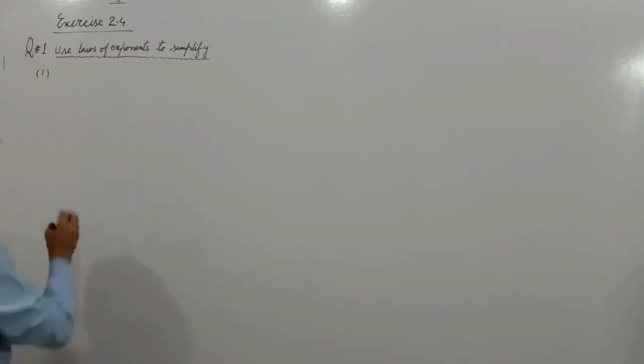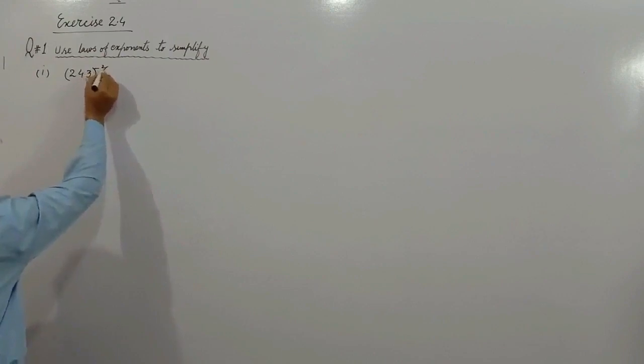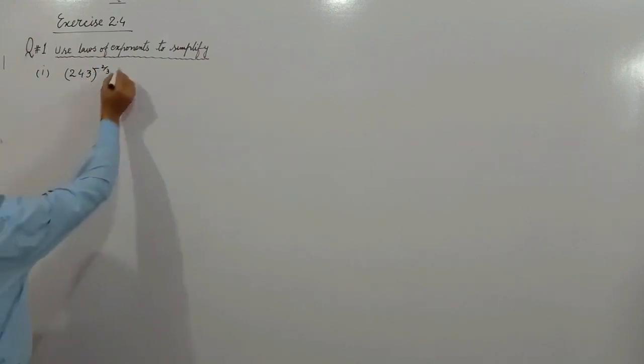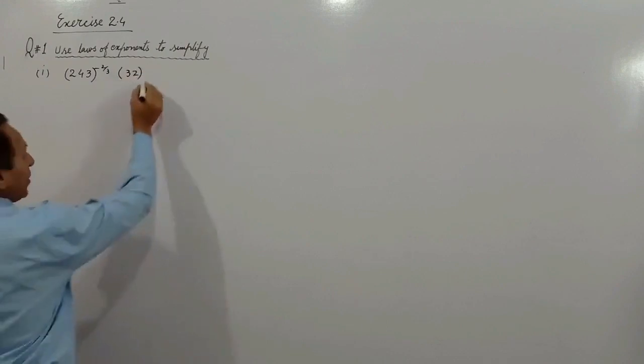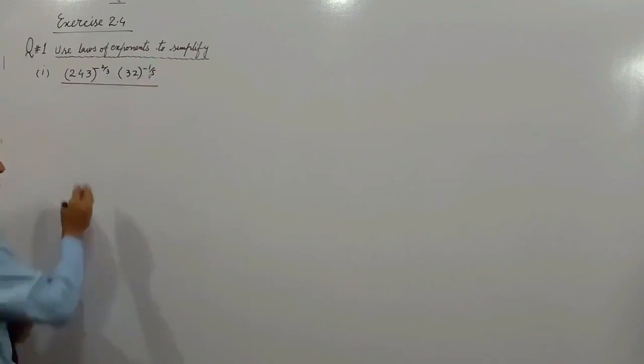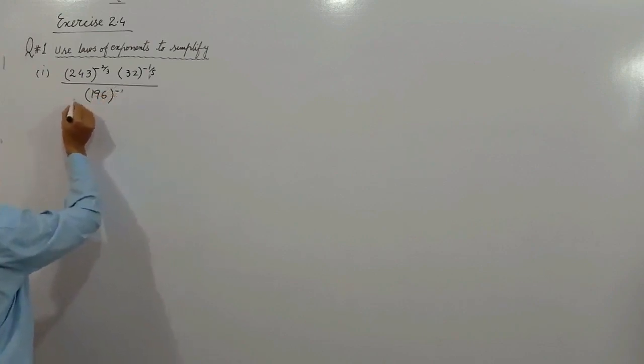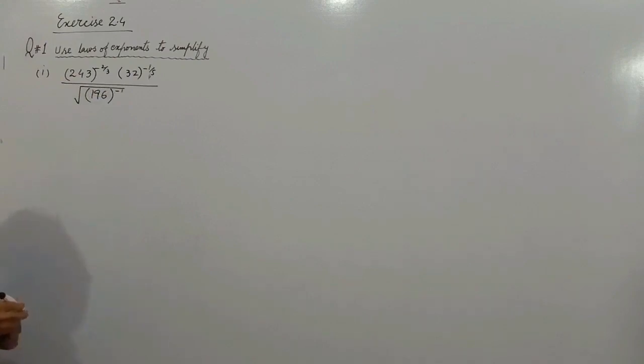In part 1 we have the value 243 raised to power minus 2 by 3, times 32 whole power minus 1 by 5, whole divided by 196 whole power minus 1, square root. In this question we have different bases with different powers. Powers are negative, and we also have a radical value in the denominator. So let's deal with it.